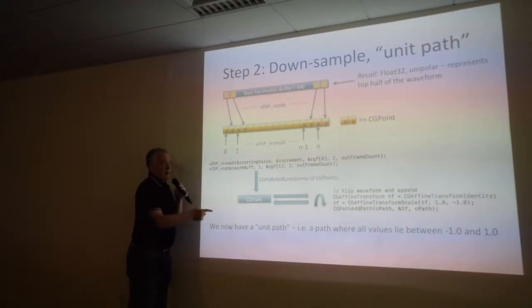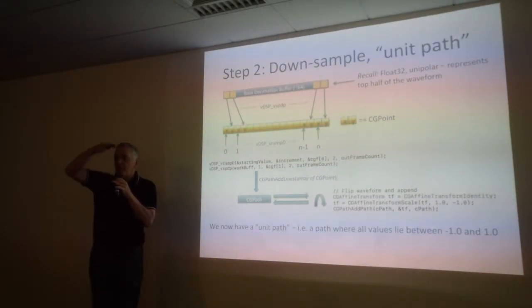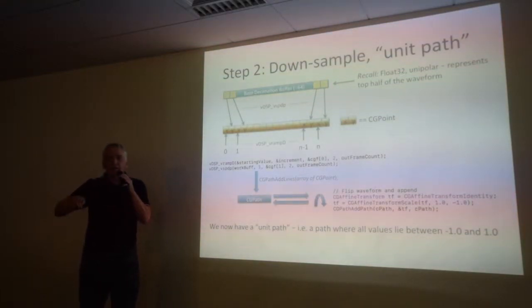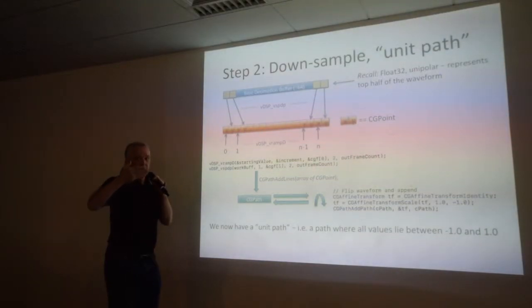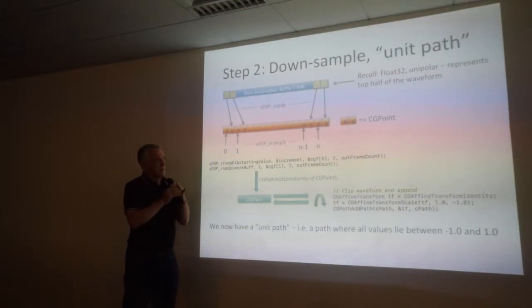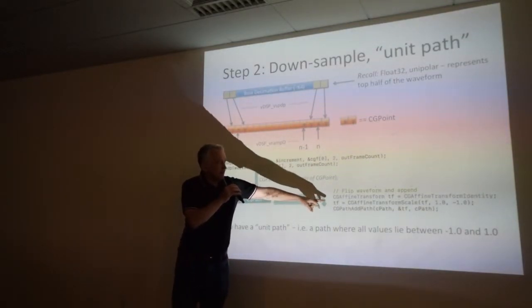Then we've got a CG path, but there's one problem here. It's only the top half of the path. It only shows me the positive values. I need the negative values as well. So what I need to do is take that entire thing, flip it over, and add it back in so we get the top and the bottom. And that's done with this affine transform.